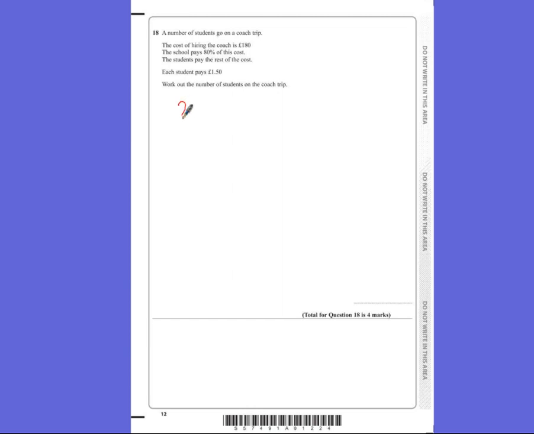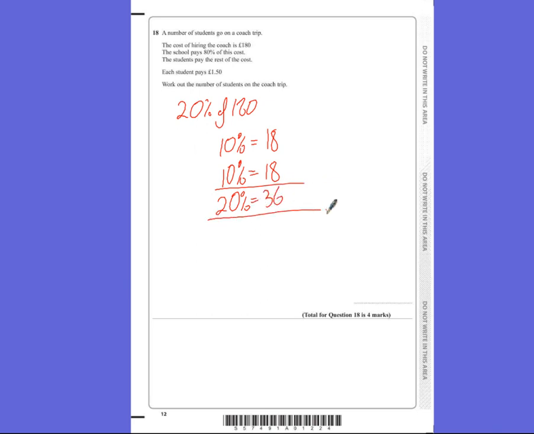So the first thing we need to do is work out 20% of 180. The way we'll do that is we'll work out 10% and another 10%. So 10%, we divide by 10, is 18. So another 10%, and if we add those together, we get 20% is 36. So the students share out this £36 between them, and they each pay £1.50. We're doing 36 divided by £1.50.